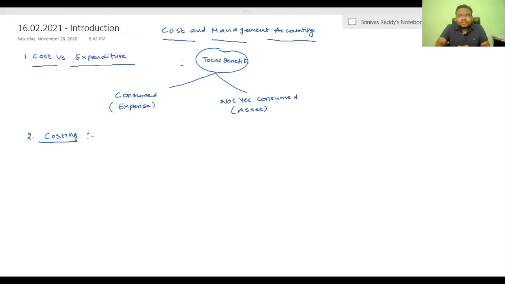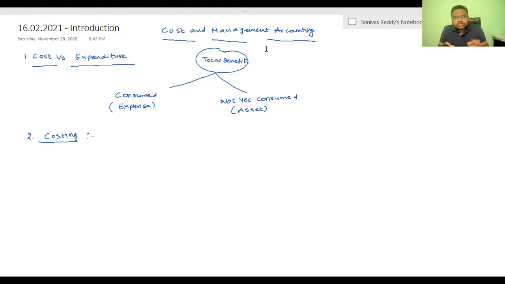The remaining 40 kgs, which is lying in the organization, is an asset because we have not yet consumed the benefits. The unutilized benefits we term as what? We call it an asset, which is shown under the balance sheet.